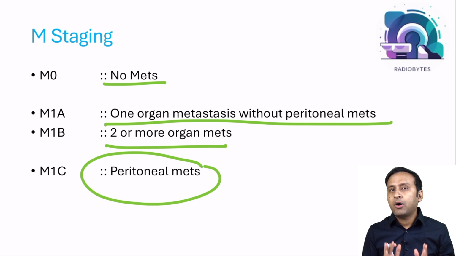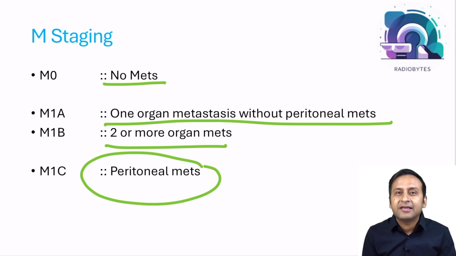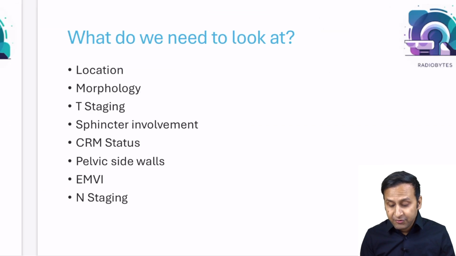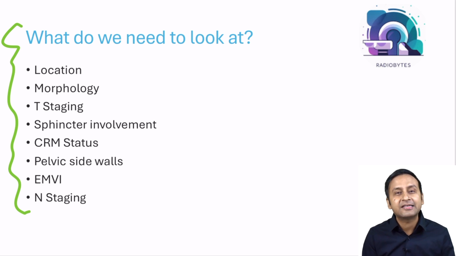So this is all about carcinoma rectum, its MRI staging and everything that you need to remember in a case while you're reporting. And before we conclude this session, I would again want you to have a look at the list of the important findings that you need to mention in our reports once you see a case of CA rectum.